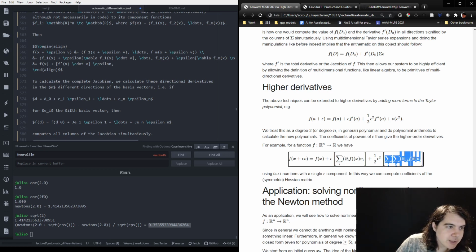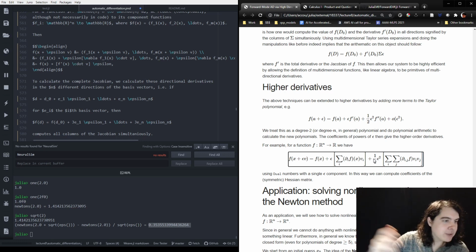You do have to be careful because the second term of the Taylor series here is going to have a 1/2. And so whenever you take a value out of there, you have to multiply it by 2 because it's half of your directional derivative. It's half of your mixed partial derivative, etc.